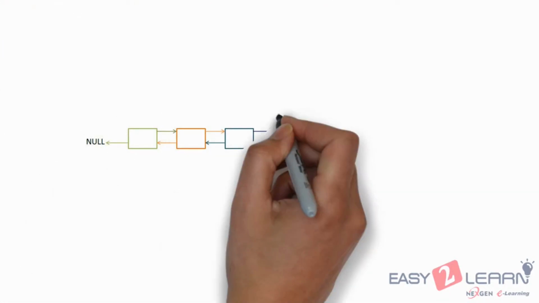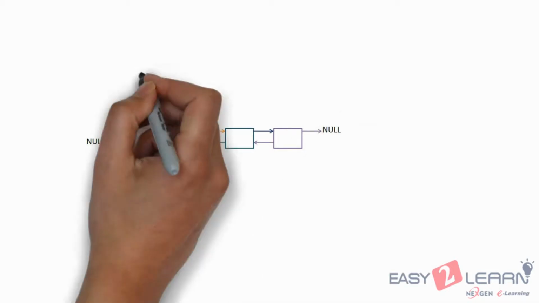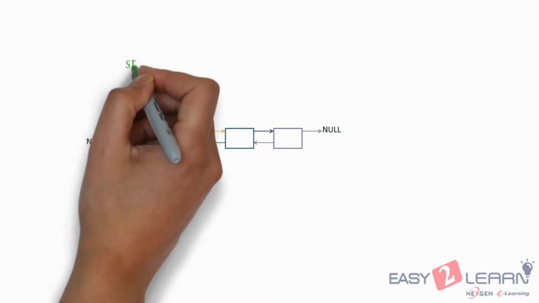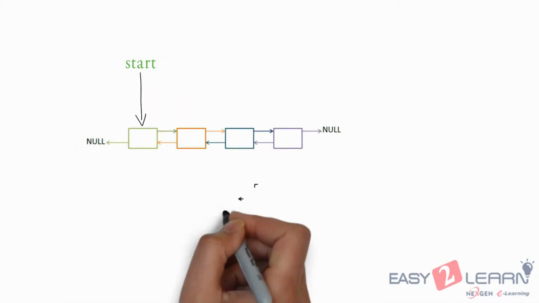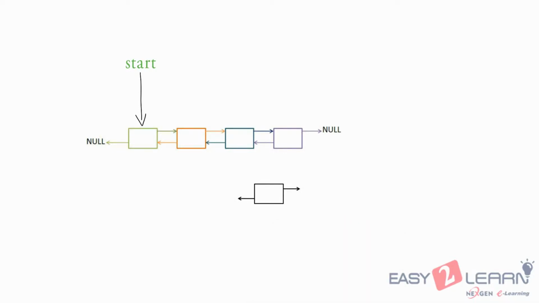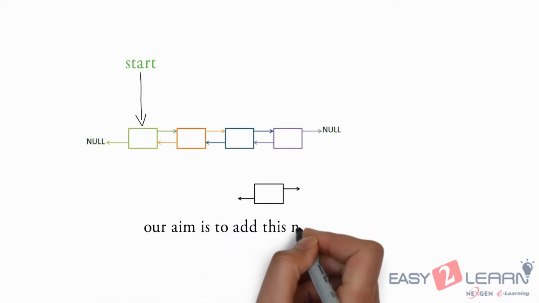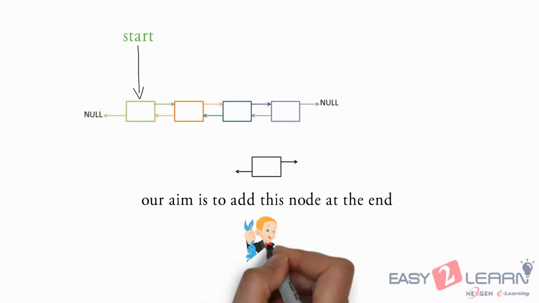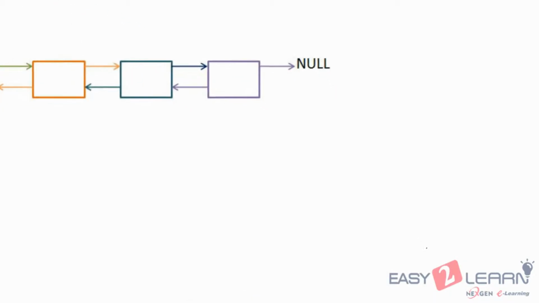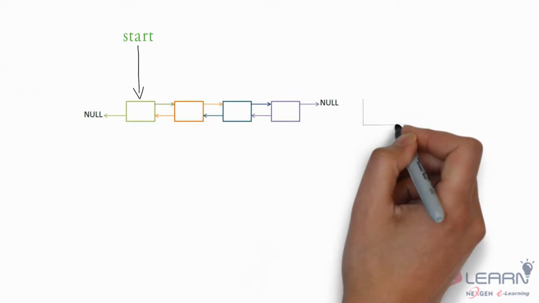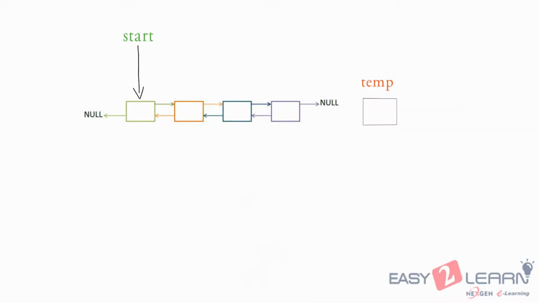Now let us see how we can insert a node at the end. It is pretty simple here. Generally the start node points towards the first node. Our aim is to add this node at the end. Should we do any magic? Not at all. I'll use a simple logic here. Observe, we have a node called temp. The previous pointer of the temp should point towards the last node, and the next pointer of the last node should point to temp, and the next pointer of temp should point to null. That's it. Very simple.